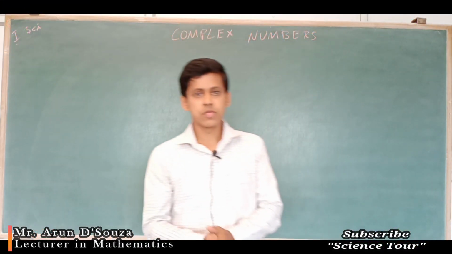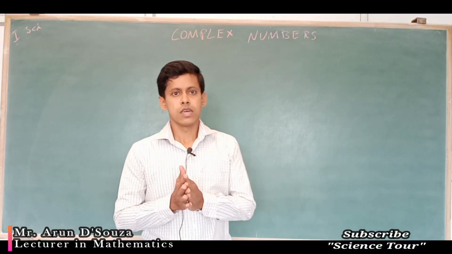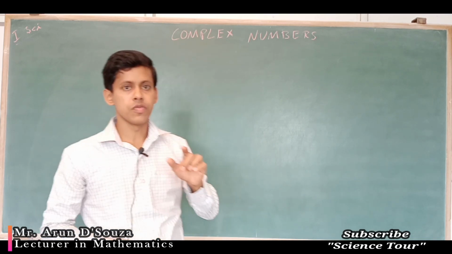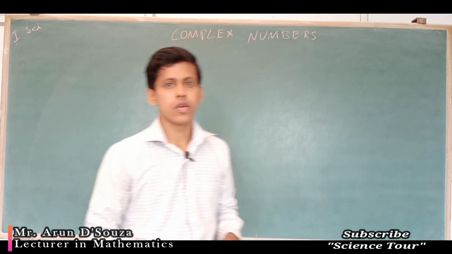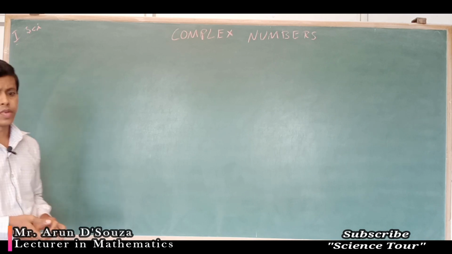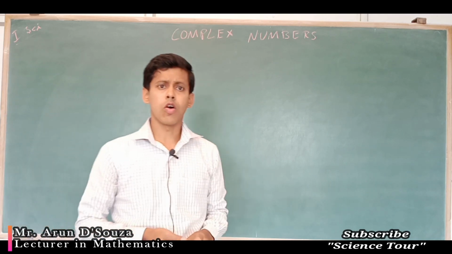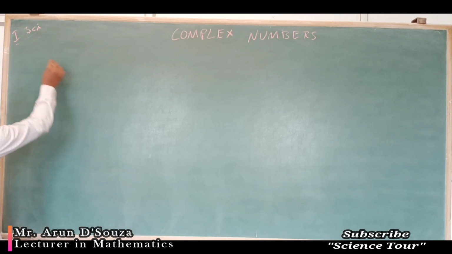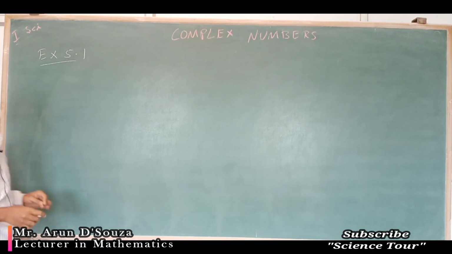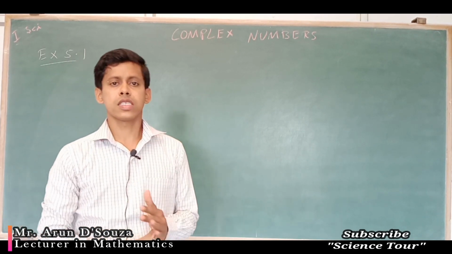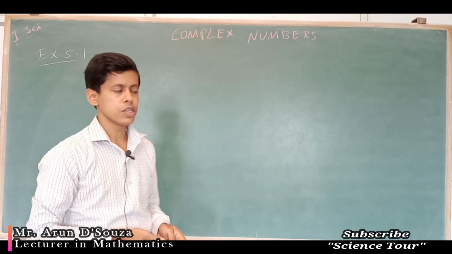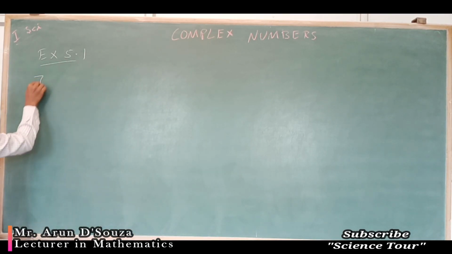Hello dear students and welcome to Social Science online classes. The lesson for today's discussion is complex numbers. We will continue from where we left last time. We had stopped at question number 6 of exercise 5.1. I hope you remember, right? We had stopped at question number 6, and the sixth question was an assignment for you. Now we'll continue from question number 7.